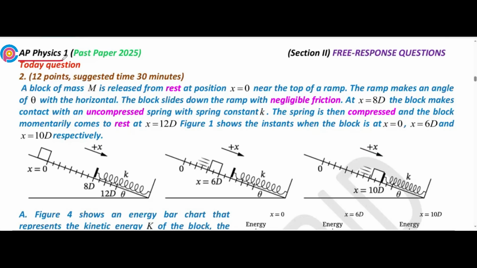Hi, we have AP Physics 1 past paper 2025. We are discussing the free response question section. In this section, question number 2 carries 12 points.